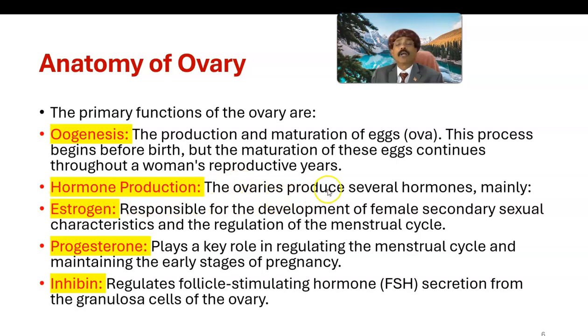Hormone production. Ovaries produce several hormones, mainly estrogen, responsible for development of female secondary sexual characteristics and the regulation of the menstrual cycle. Progesterone plays a key role in regulating the menstrual cycle and maintaining the early stages of pregnancy. Inhibin regulates follicle stimulating hormone secretion. That means the inhibin comes from granulosa cells of the ovary and it regulates follicle stimulating hormone secretion.